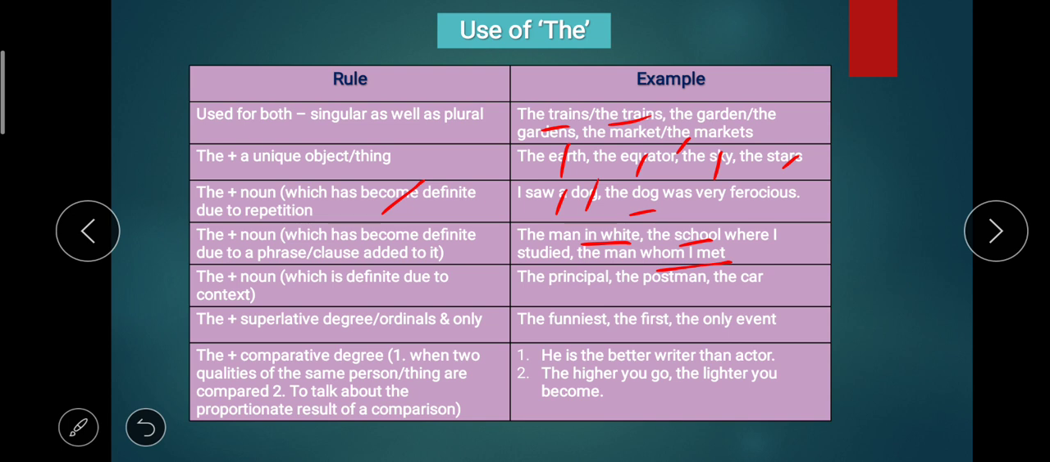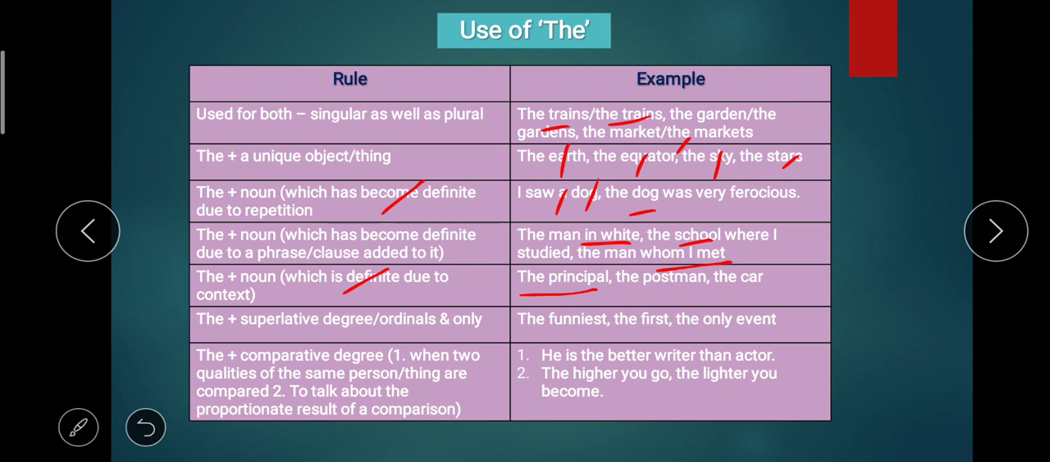Next rule is the noun which is definite due to context. The speaker and the listener both understand what we are talking about. So through the situation, through the time frame, and through the context, the things become specific, particular and clear to the speaker and the listener. That's why "the principal." Obviously, the speaker and the listener know which principal is being talked about. Maybe they are students and they are talking about their principal. Maybe they are teachers and they are talking about their principal.